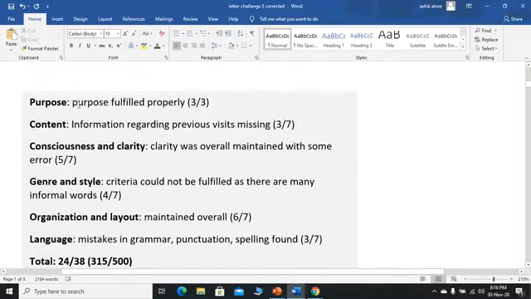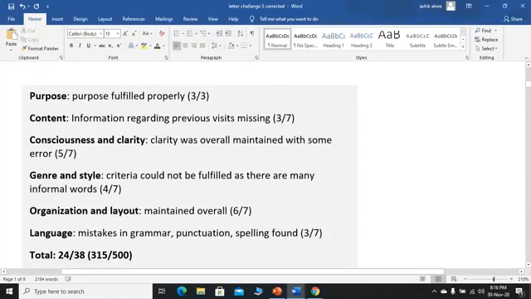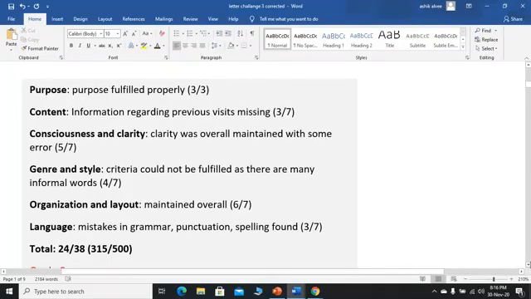The purpose was fulfilled properly. In the introduction, the purpose has been written clearly, and the reader who gets the letter can have a proper idea about why you are writing the letter. That is why this writer has got 3 out of 3 in purpose. Now content. In this part, information regarding the previous visits has been missing. Very important thing. This has reduced the mark a lot. That is why we have given 3 out of 7.